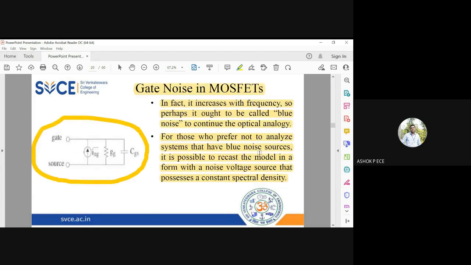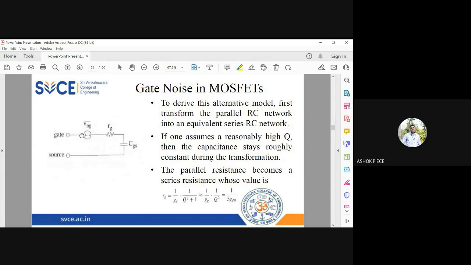Generally it is given as a current source parallel to G_G, but you can see here it is converted into a voltage source in series with R_G. It is easy to convert, whether you use the Thevenin equivalent circuit or the Norton equivalent circuit. You can analyze the circuit in terms of RMS value of voltage or RMS value of current. You can convert the series RC into parallel RC, and all these formulas are given, but we don't want all these in depth.